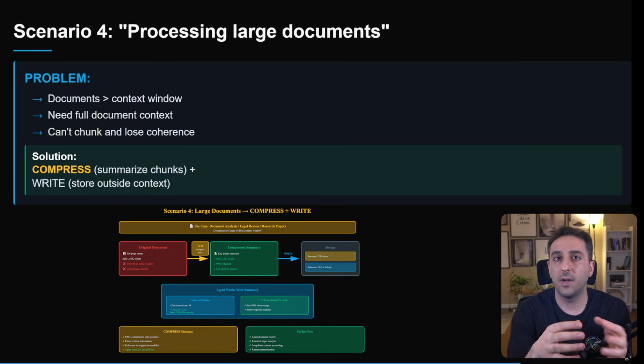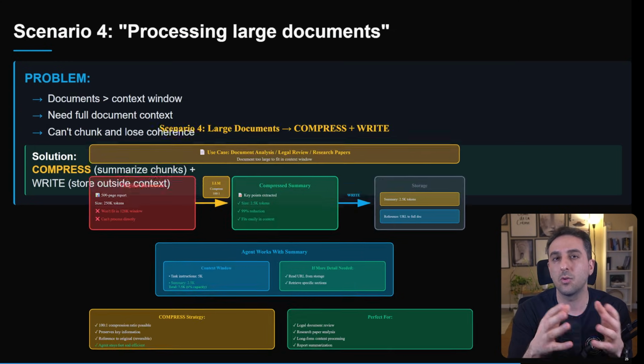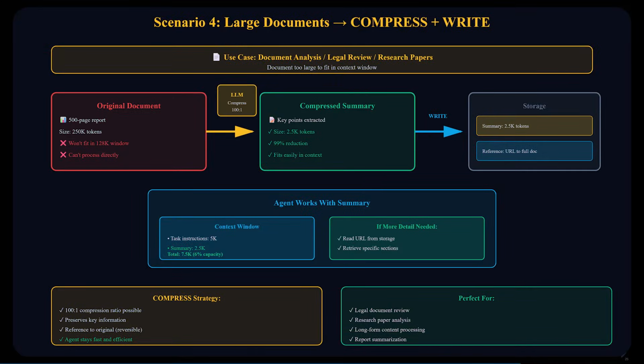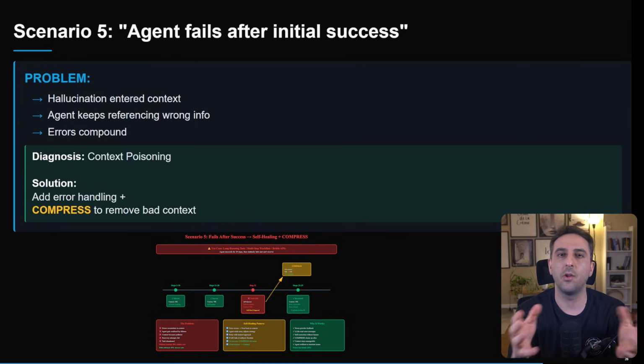Scenario 4. Our agent processes large documents that exceed the context window, and we can't just chunk them without losing coherence. Solution: compress plus write. We summarize document chunks intelligently, store the full documents externally, and when the agent needs more detail, it can retrieve specific sections. Last scenario. Our agent works great initially and then starts failing, and we are wondering what happened.